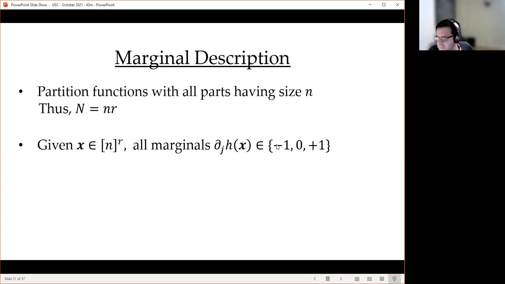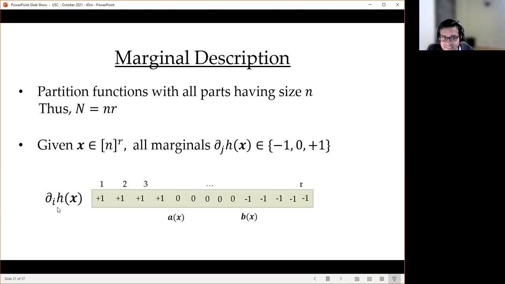All the marginals will not be just -1 and +1, but I'll also have zeros. And they will look in the following way. Given any X, an R-dimensional integer vector, the marginals at X for H will look like this. Here are the coordinates 1 to R. Given X, I'll figure out two locations, A and B, and these deltas will be +1 till A, 0 from A to B, and then after that -1. Okay, so this is how the marginals will look.